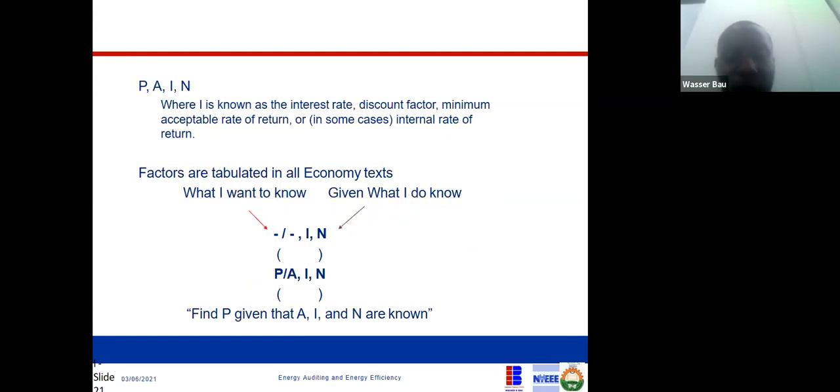So we're very close now. These terms, as I said before, this is the factor term. The factor comes in this way. So your P, anything that is in front is what I want to know. Anything that is behind is what I am given. For instance, if I put A here, it means that I want to find P. I'm given A, and then I and N are known.